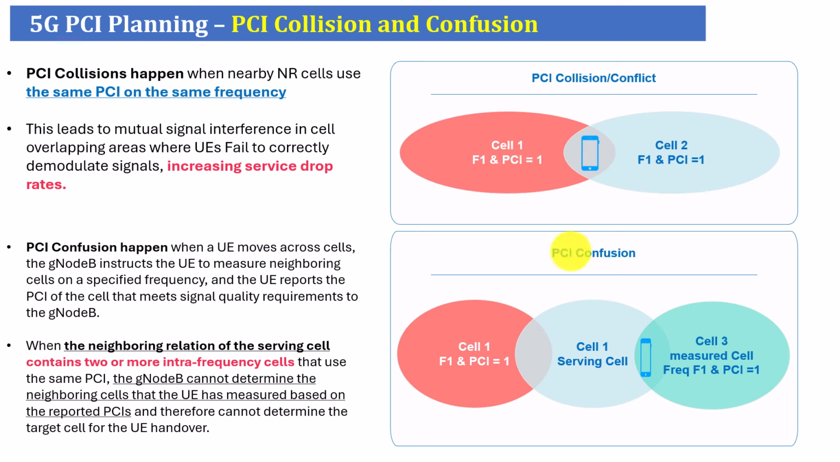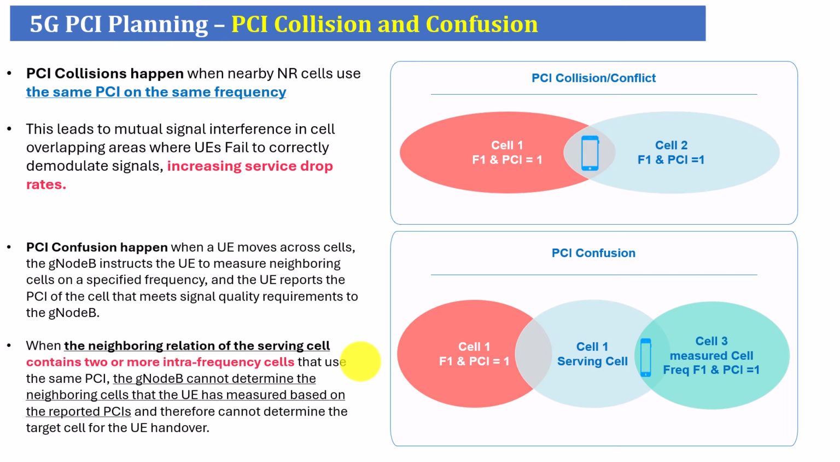And the second concept is the PCI confusion. As you can see, this is serving cell 1, and you have cell 2 here, and cell 3 here. The neighbor cells, cell 2 and cell 3, use the same frequency with the same PCI, which is PCI 1. So once a user moves and starts reporting the PCI to the serving node B, the node B cannot determine which neighboring cell the UE has measured based on the reported PCIs, because both are configured within the cell. It will not understand whether this relates to cell 2 or cell 3. So this will make a confusion, and the handover cannot be done in this case.